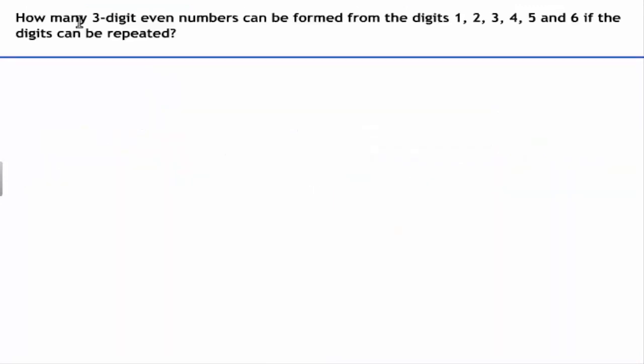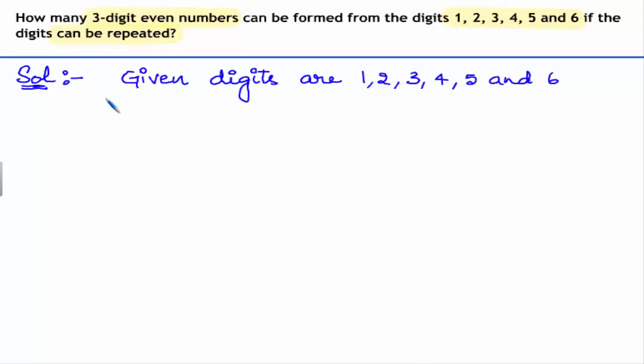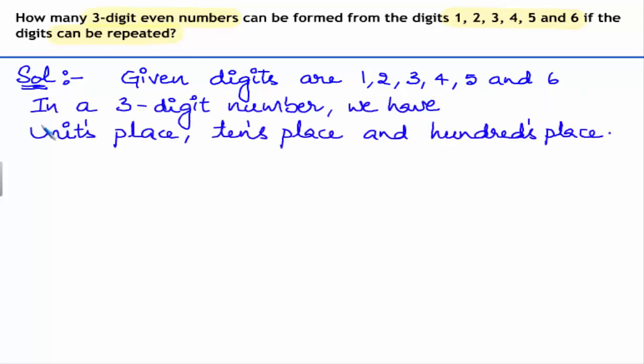In this problem, you need to find out the number of 3-digit even numbers that can be formed using the digits 1, 2, 3, 4, 5 and 6, given that the digits can be repeated. Let's see the solution of this problem, how we shall proceed with this. Given digits are 1, 2, 3, 4, 5 and 6. In any 3-digit number, we have units place, tens place and hundreds place.